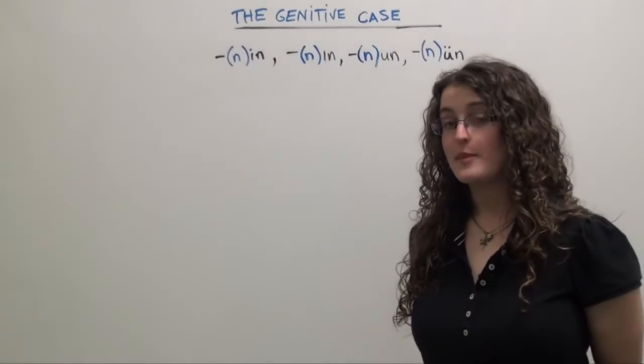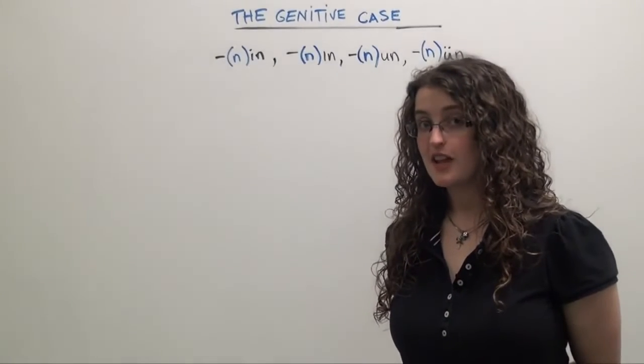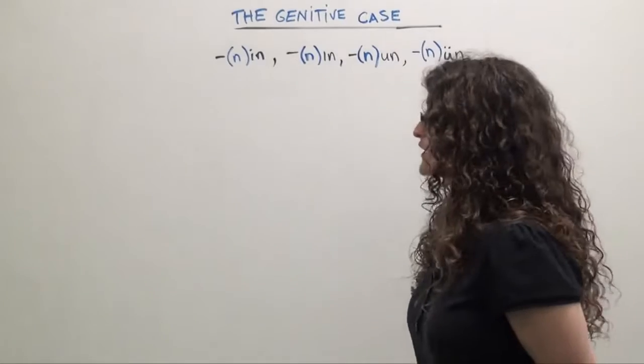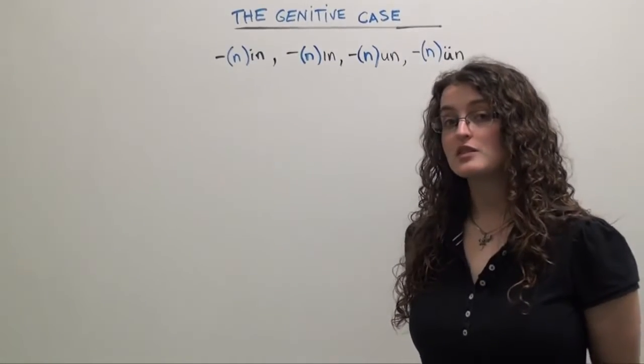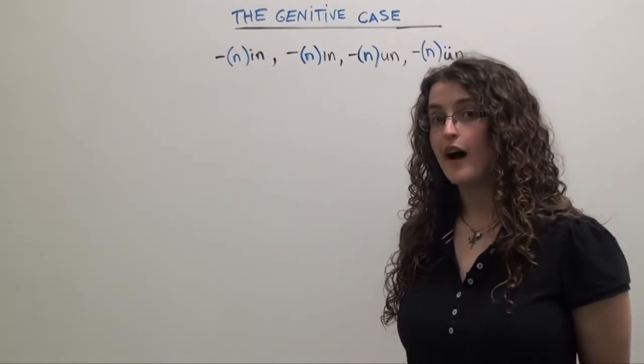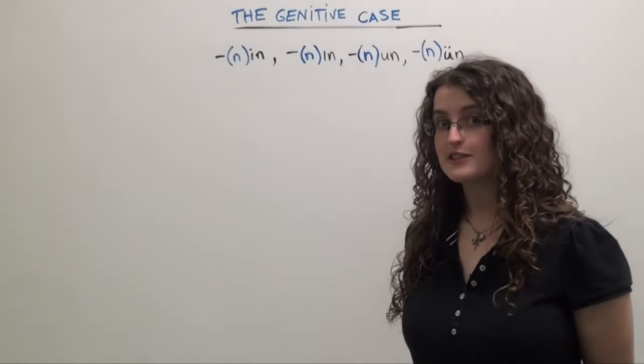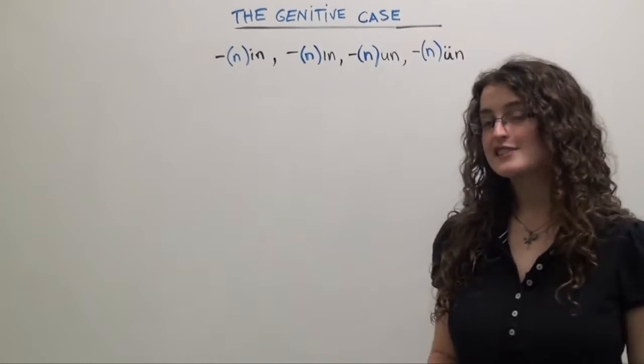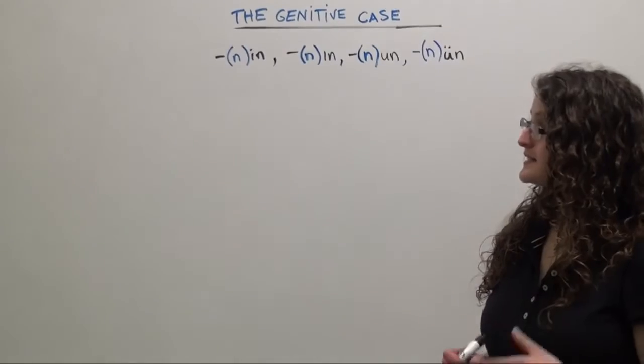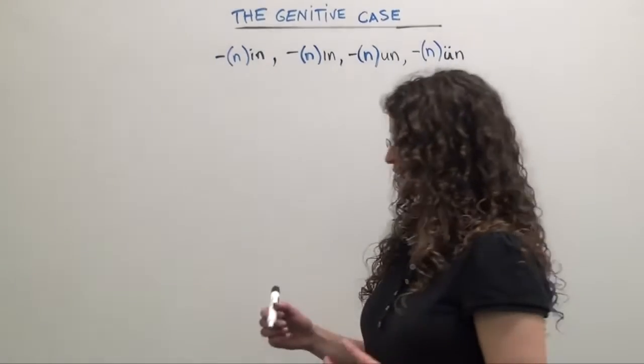Now we're going to talk about the genitive case in Turkish. The genitive case is a set of endings that are the equivalent of the English phrase of or of the, and you add them directly to a Turkish noun or pronoun. Let's look at an example. Let's take the Turkish word for sibling, kardeş.